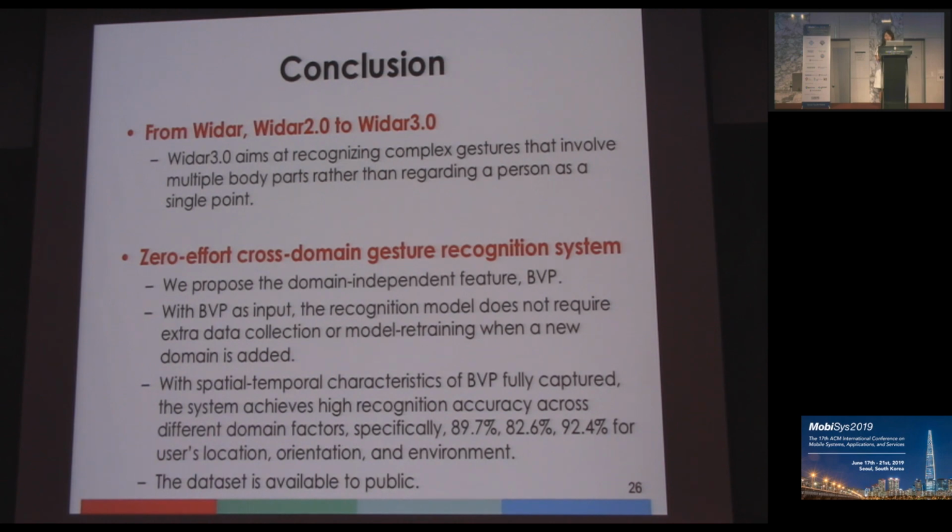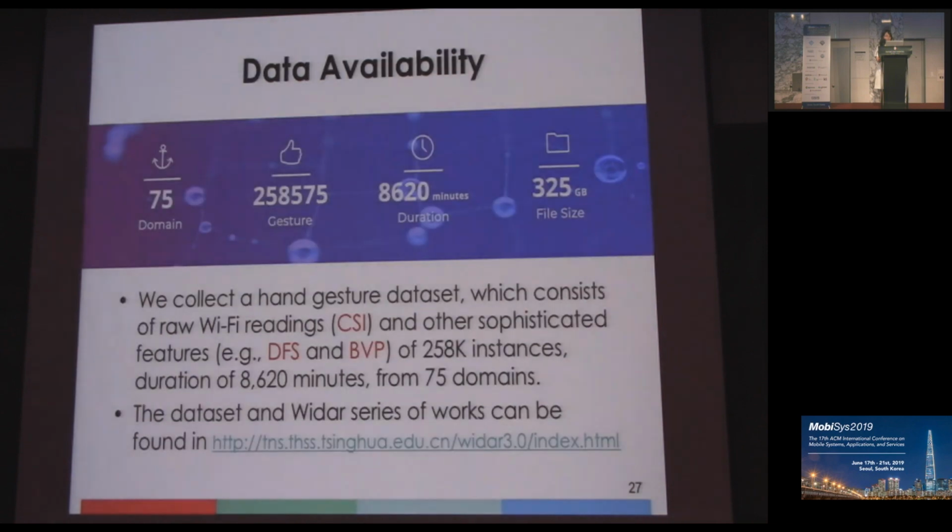As a conclusion, in this work, we propose Widar3, a zero-effort cross-domain gesture recognition system. Compared with our previous work, Widar3 aims at recognizing complex gestures that involve multiple body parts rather than regarding the person as a single point. And with the domain-independent input BVP and the effective recognition model, the system achieves consistent high recognition accuracy across different domains.